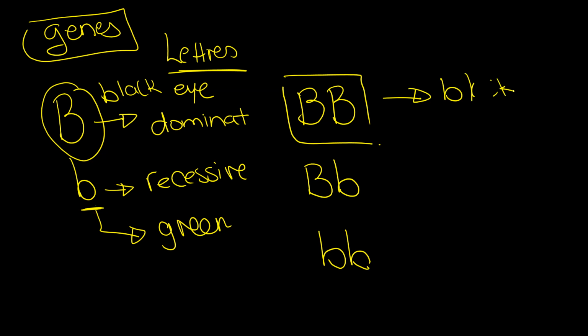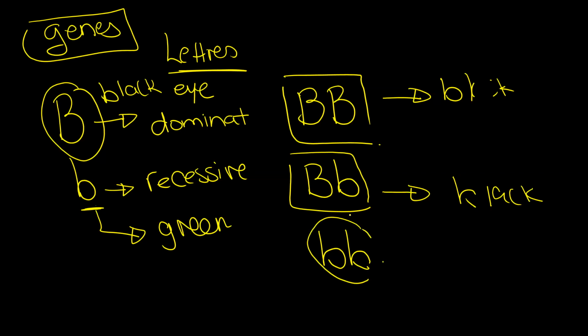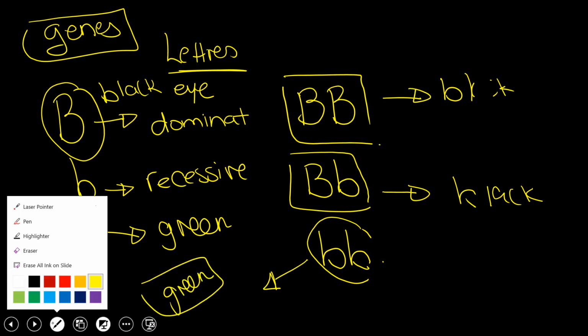If you inherited one dominant from one of the parents and one recessive from the other parent, what will be the color of your eyes? Black. Also black. Okay, fine. If you inherited two recessive alleles from both parents, then what will be the color of your eyes? Green. Yes, very good. You will have green eyes because you have inherited two recessive alleles, one from every parent.